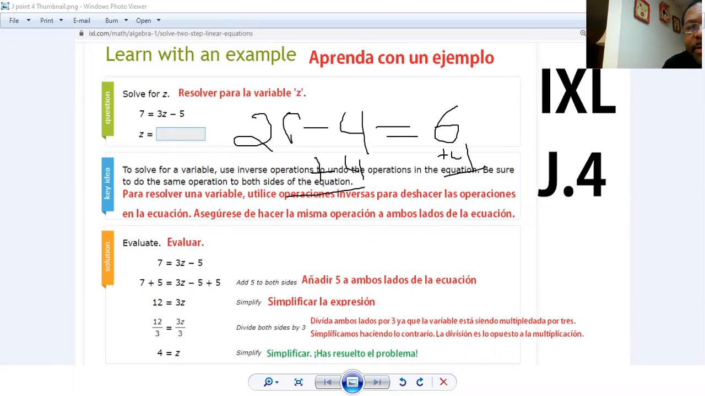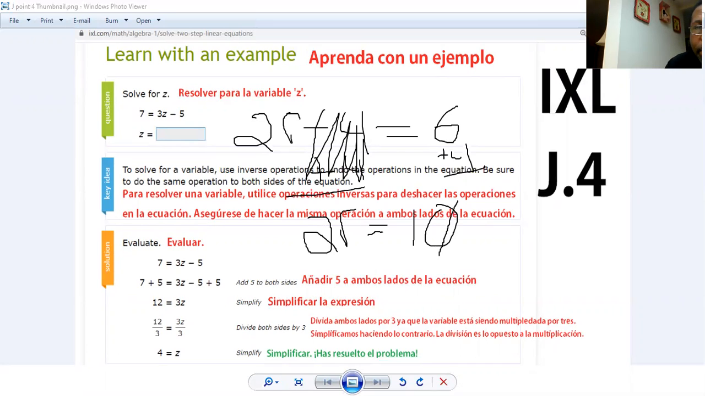Negative 4 plus 4 is 0. So we have 2r equals 6 plus 4, which is 10. All right. Now we divide by 2 on both sides. And r equals 5. That's the same number as last time.